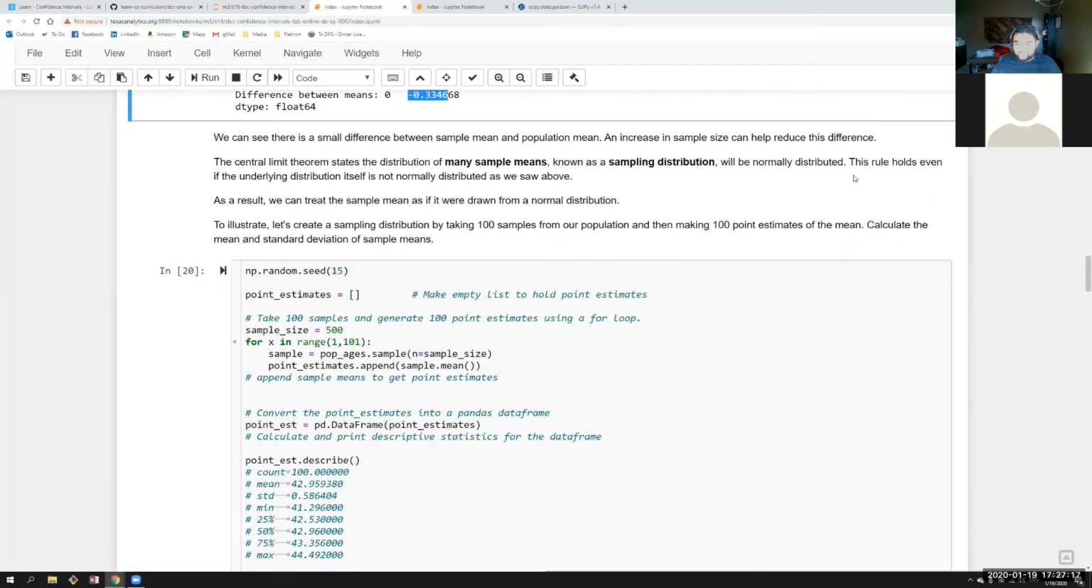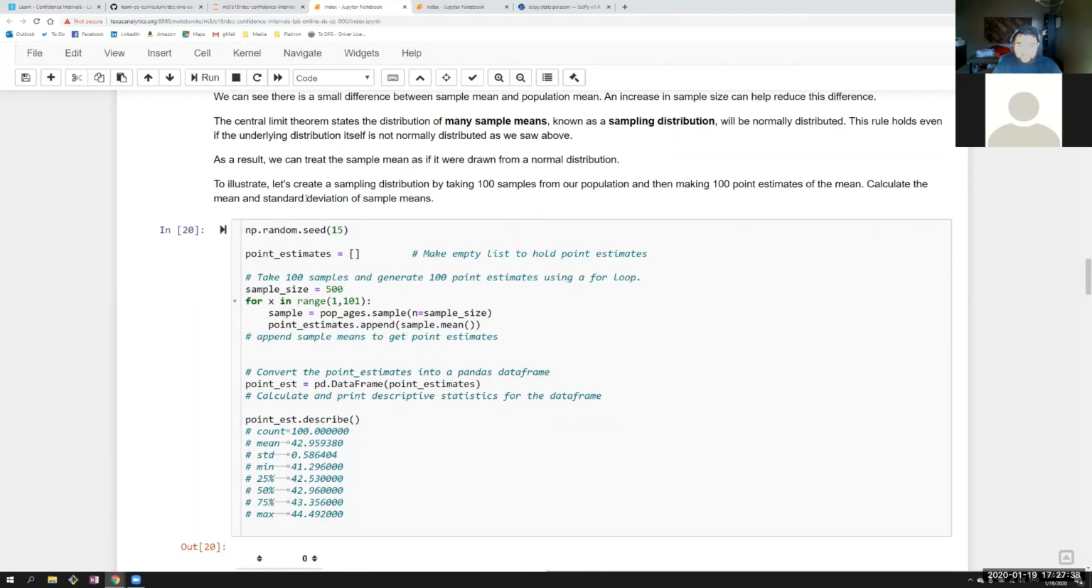Okay, this rule holds even if the central limit theorem states that the distribution of many sample means, known as a sampling distribution, will be normally distributed, even if the underlying distribution is not normally distributed. As a result, we can treat the sample means as if they were drawn from a normal distribution. And this is what we're doing. We're going to treat the sample mean as if we got it from a normal distribution.